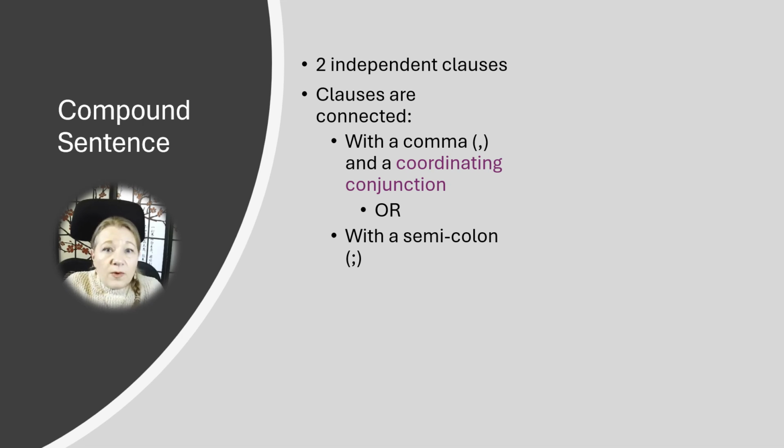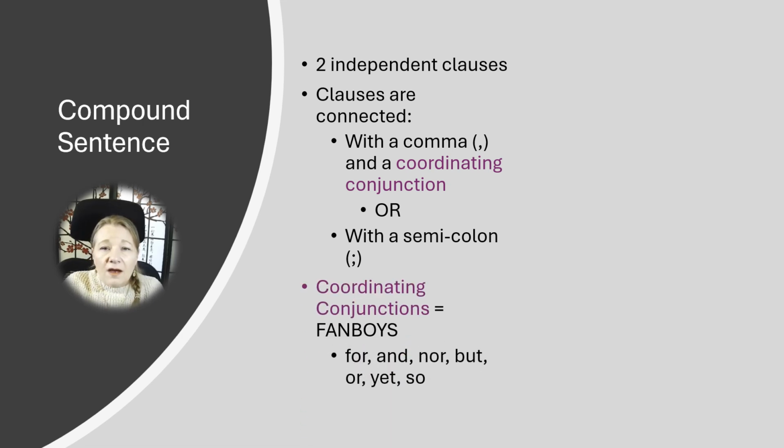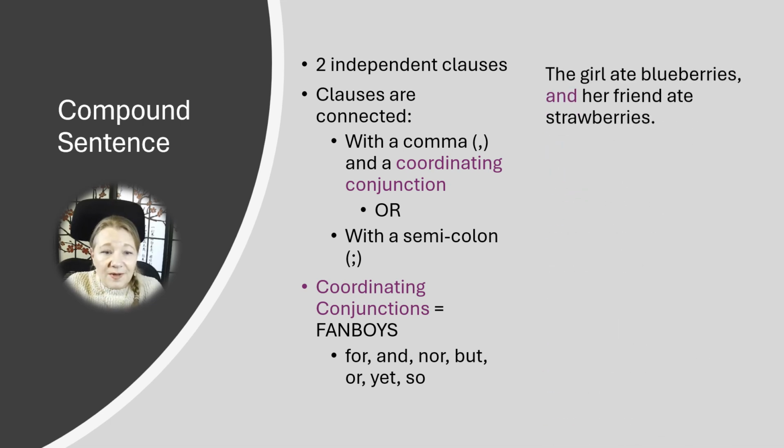They are connected with a comma and a coordinating conjunction, or with a semicolon. Coordinating conjunctions, many of you have learned the acronym FANBOYS. Coordinating conjunctions are listed out in this acronym: for, and, nor, but, or, yet, so. Let's look at some examples there.